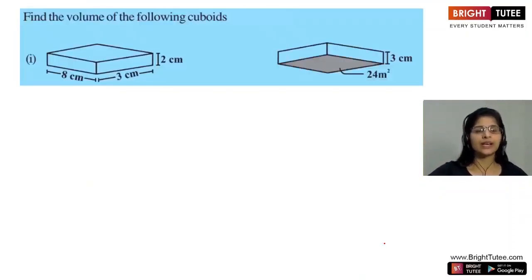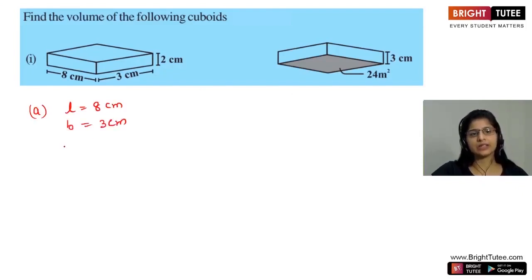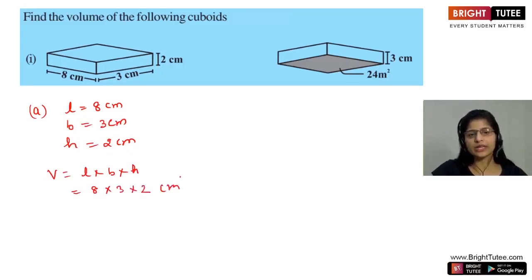So now here there are two questions that we need to answer. They are asking us to find the volume of the following cuboids. For the first one, we see length is 8 centimeter, breadth is 3 centimeter, height is 2 centimeter. So the volume will be length into breadth into height. That is 8 into 3 into 2 cubic centimeter, because centimeter into centimeter into centimeter becomes cubic centimeter.